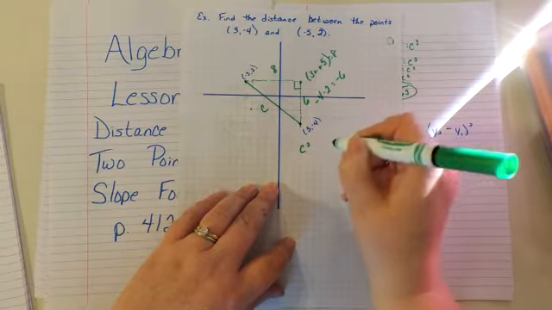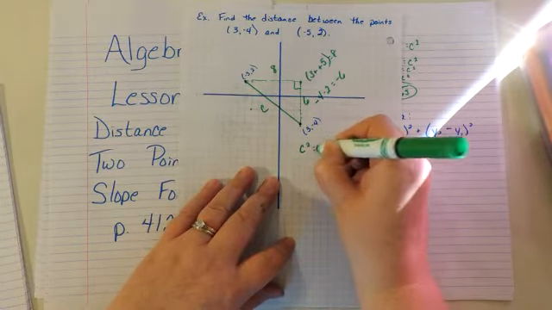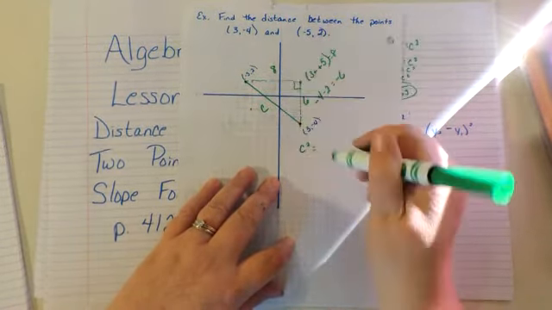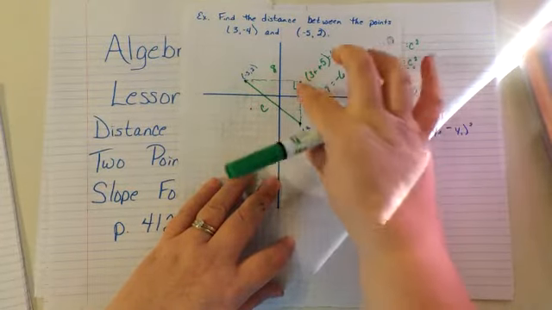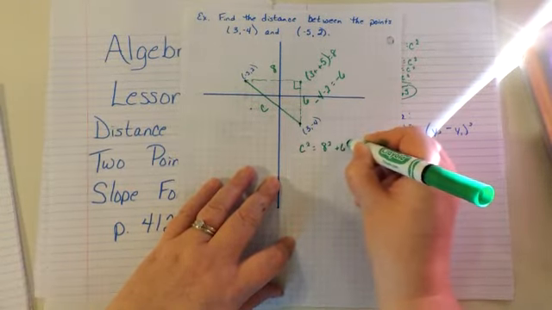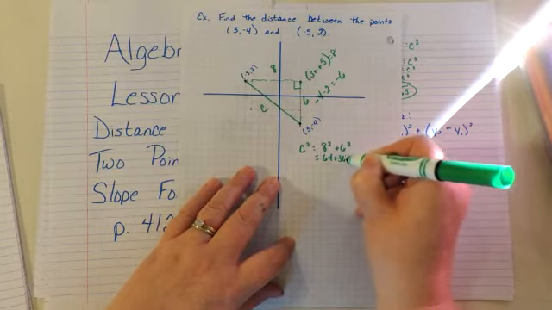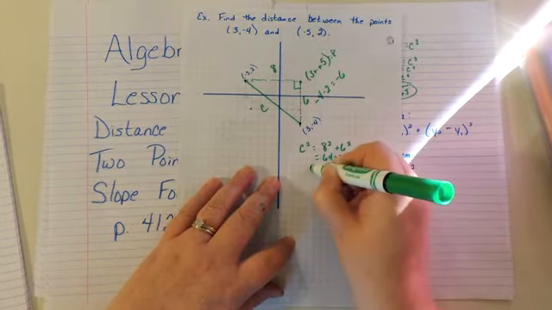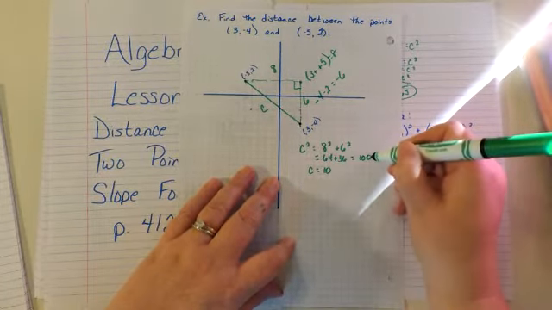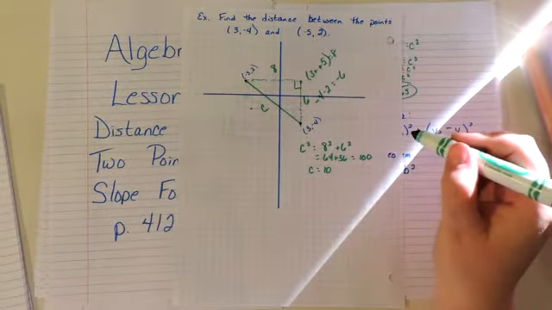Now we can use the Pythagorean Theorem and say c squared equals, this leg is 8 squared, this leg is 6 squared, and this equals 64 plus 36, which equals 100. So c equals the square root of 100, which is 10.